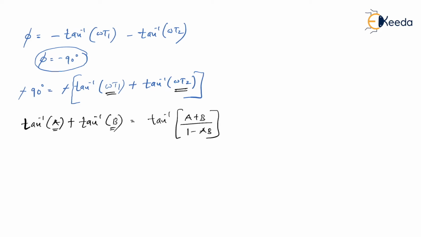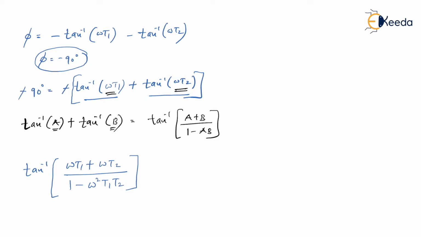So let us apply the formula. Tan inverse of omega t1 plus tan inverse of omega t2 can be written as tan inverse of, let us write the addition first, that is omega t1 plus omega t2 divided by 1 minus AB, that is omega square t1 t2, and this is simply equal to how much? 90 degree, because on the left hand side we had 90 degree. Yes or no? Also, you should know the fact that when it is tan inverse of something equal to 90 degree, we know the fact that tan inverse of infinity is 90 degree.